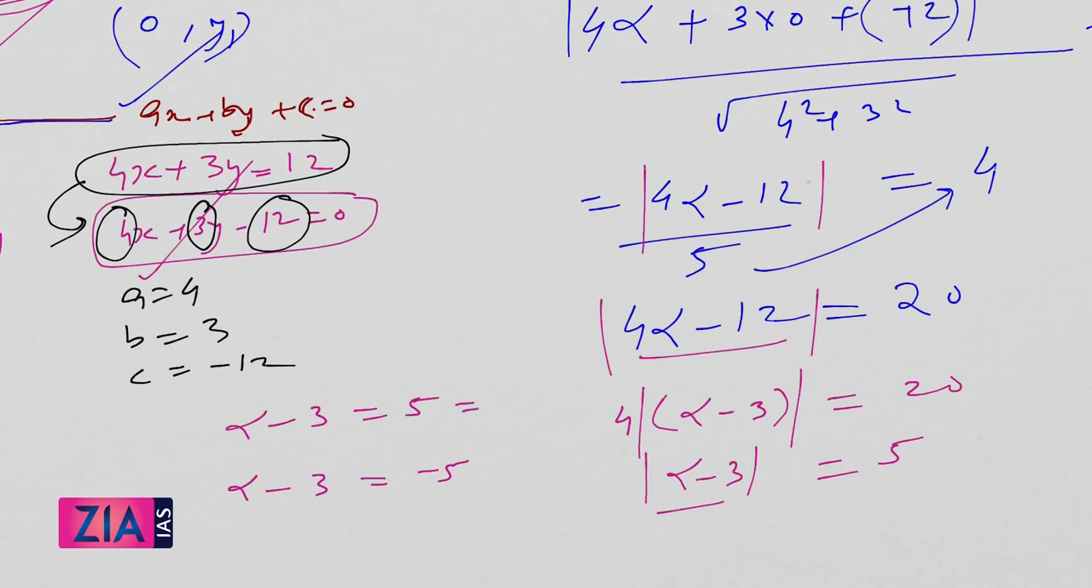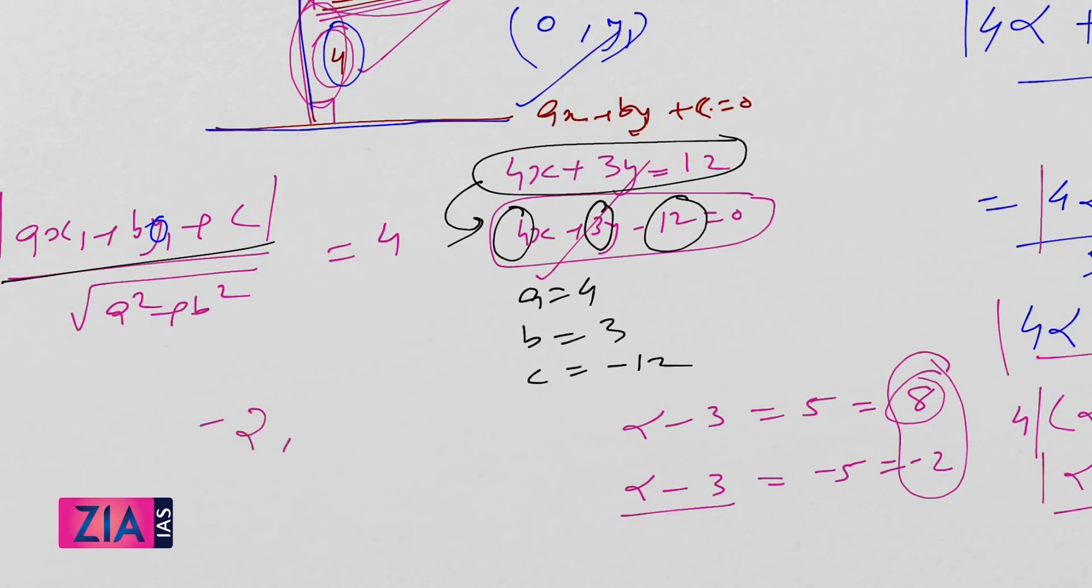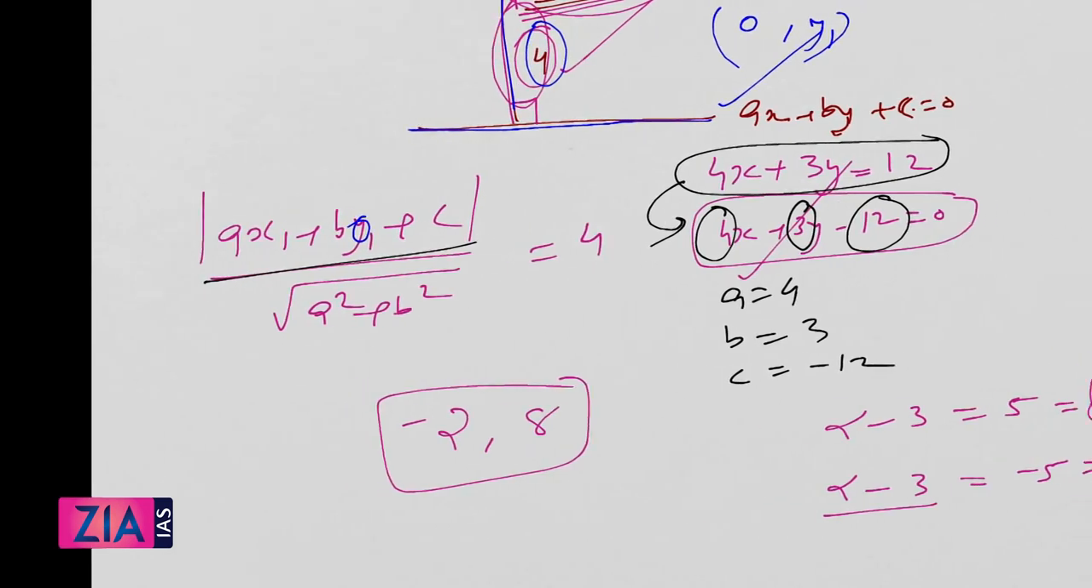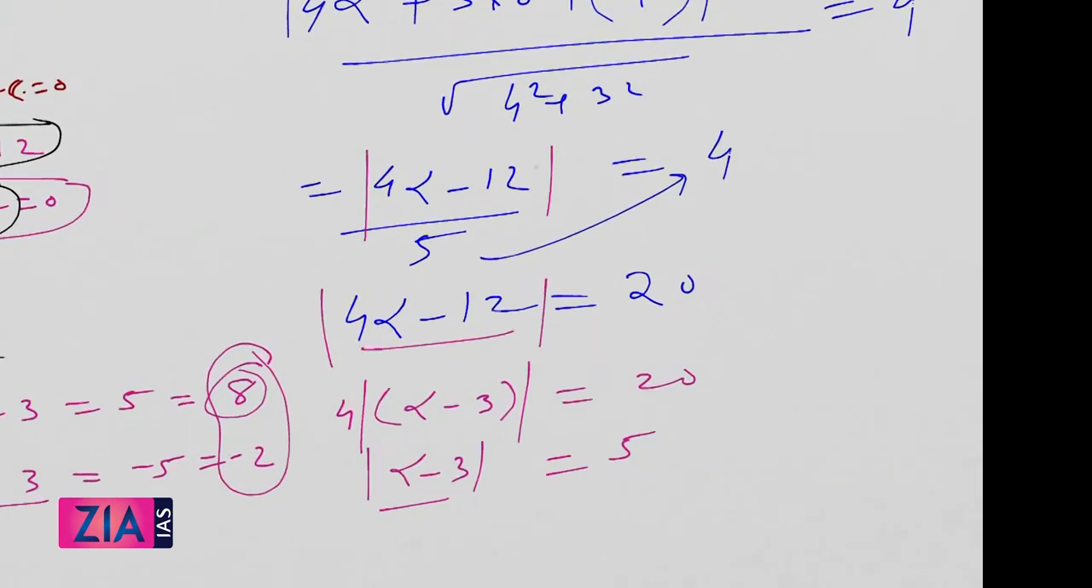In the first case, what will be your alpha? When you do alpha minus 3 and get 5, alpha is going to be 8. When you do alpha minus 3 and get minus 5, alpha is going to be minus 2. So there are two possibilities here, minus 2 and 8. So alpha, or the coordinate of x, is minus 2 and 8. So what are the points where this point can lie? This point can lie on 8, 0, because y is 0, and minus 2 comma 0.